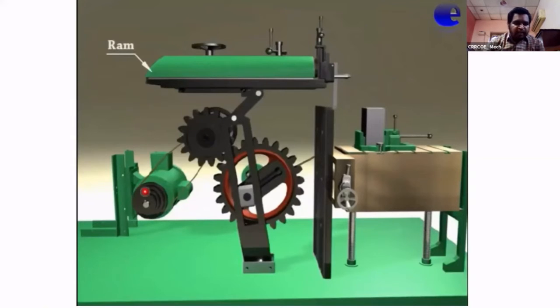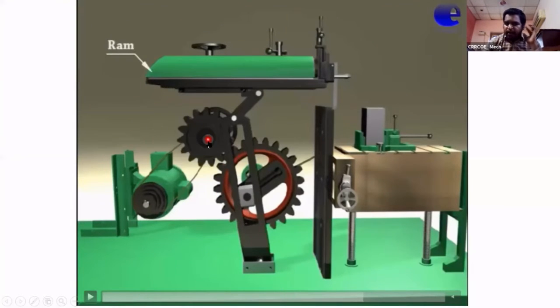This pinion is connected to the motor. The pinion is rotated with the help of the motor, and this pinion is connected to the bull gear, which means the bull gear is rotated with the help of the pinion. On this bull gear, we have a slider. The slider is connected to the bull gear, and the slider is moving in the slotted link. This is the slotted lever. The slider is moving in the slotted link, and the top part of the slotted link is connected to the ram.